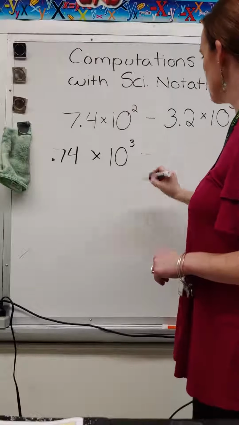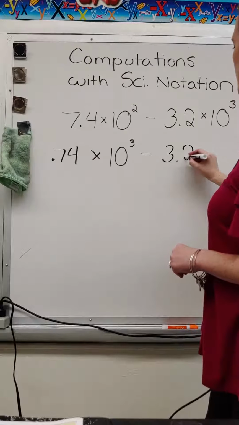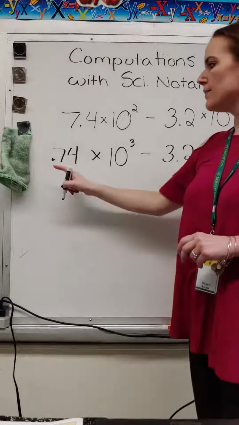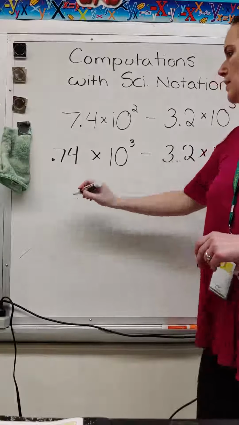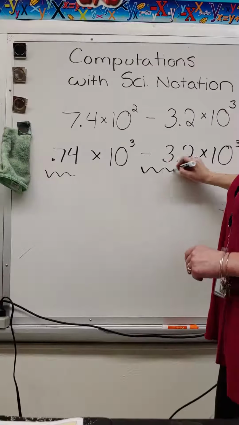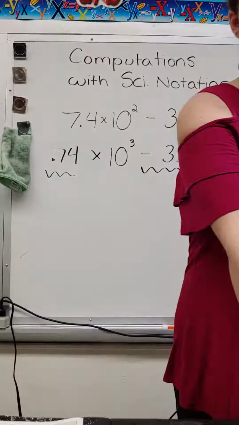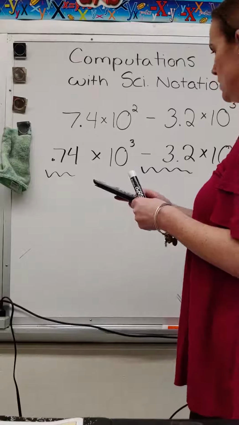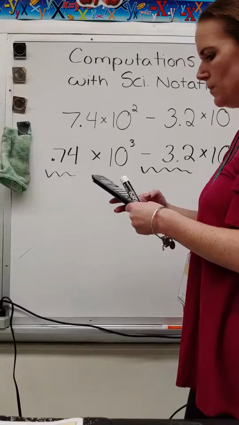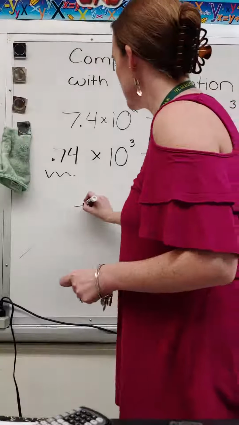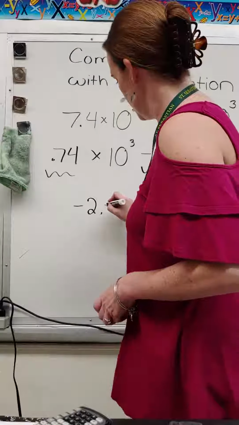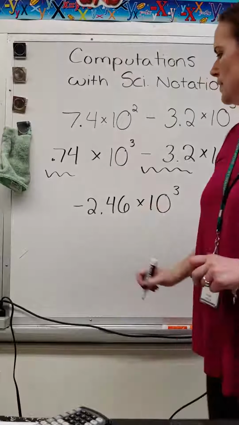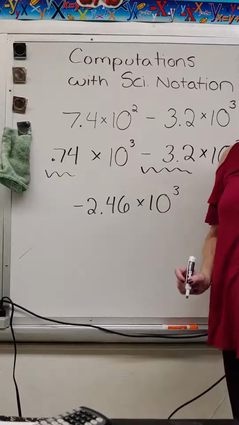And I'm going to subtract 3.2 times 10 to the third. Now this time I've got 0.74 minus 3.2. You're allowed to use a calculator. We are going to get a negative number. So 0.74 minus 3.2 is negative 2.46, and it's times 10 to the third. This is in scientific notation, so we're done.